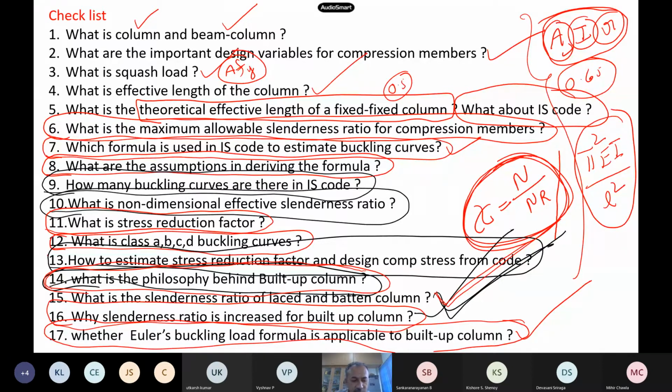All of you are there. Yes, sir. Now only your voice is coming, but what is happening with the others? Kishore is there, right? Then Yesvita, Mihir Chawla, Shankar Narayan, something was there, right? Please answer. Can you use Euler's buckling load formula, pi square EI by L square, for a built-up column? Yes or no?